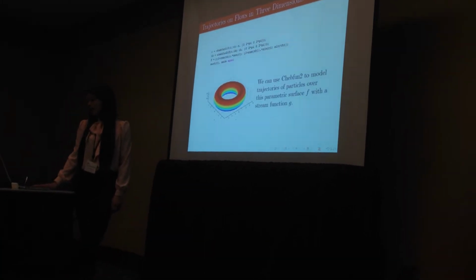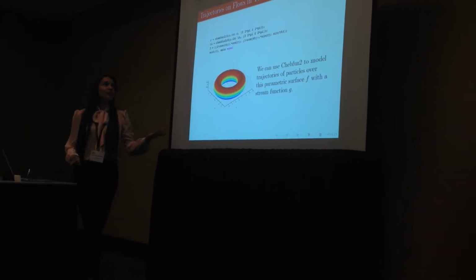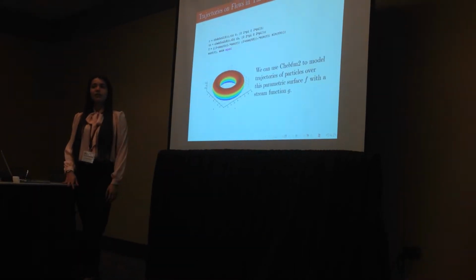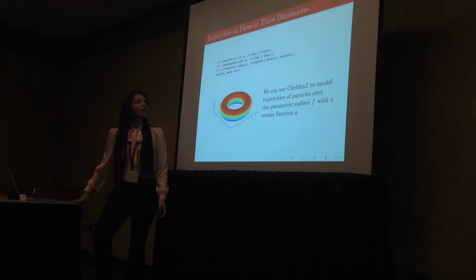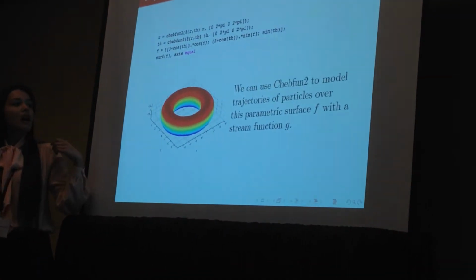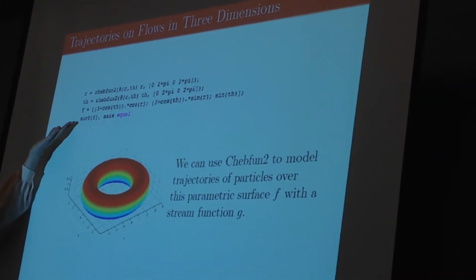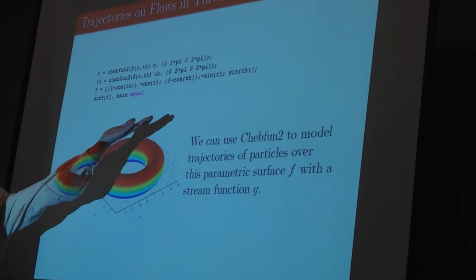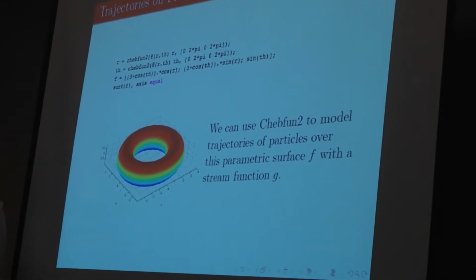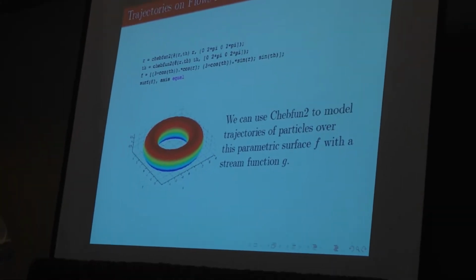One of the things I want to try out is to see how you can maybe model trajectories and flows in 3 dimensions using Chebfun. So you can write r and theta for a torus, for example, as Chebfun objects, and then you can make an f vector of those Chebfun objects. It's pretty interesting. We're going to check this out over the torus.